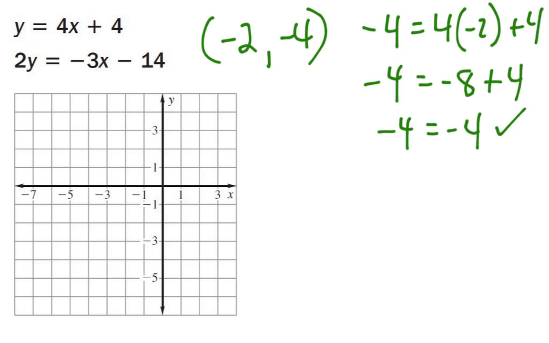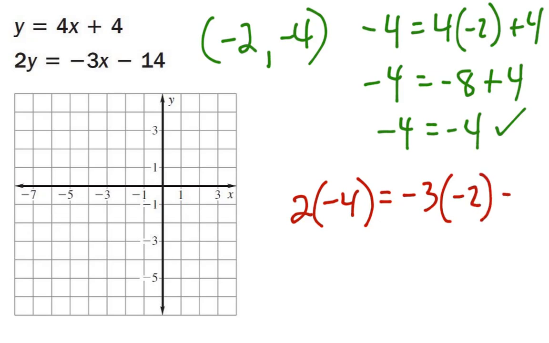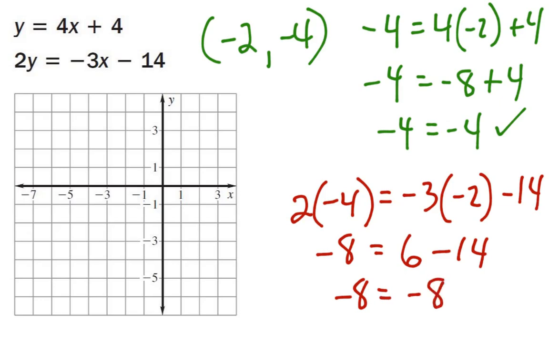Let's check equation 2. 2 times -4 should be equal to -3 times -2 minus 14. So this is -8. That makes a +6. And that one also works. So I've checked my solution and I have found the correct one.